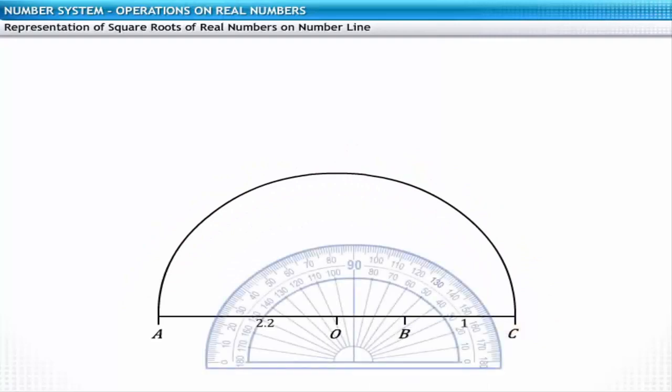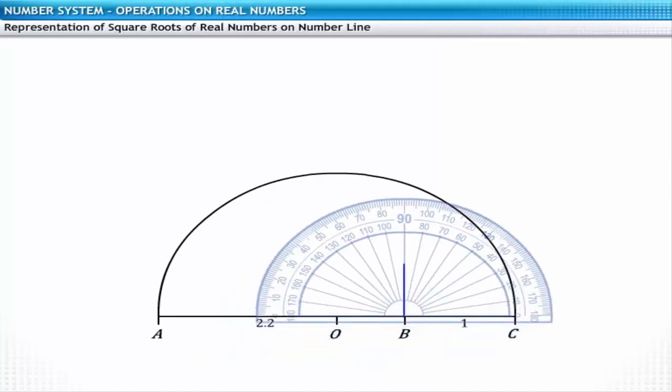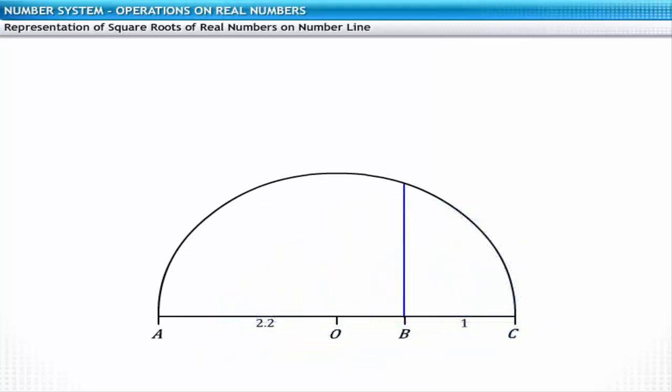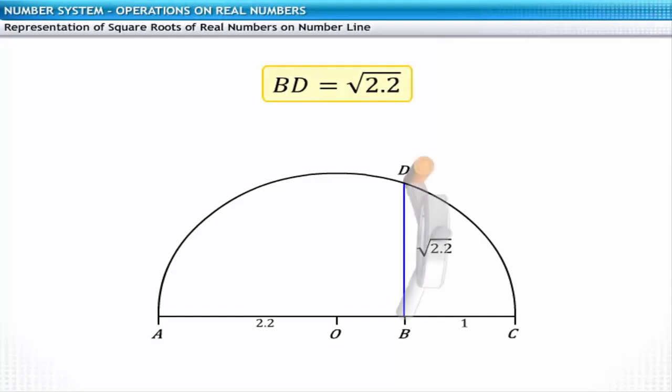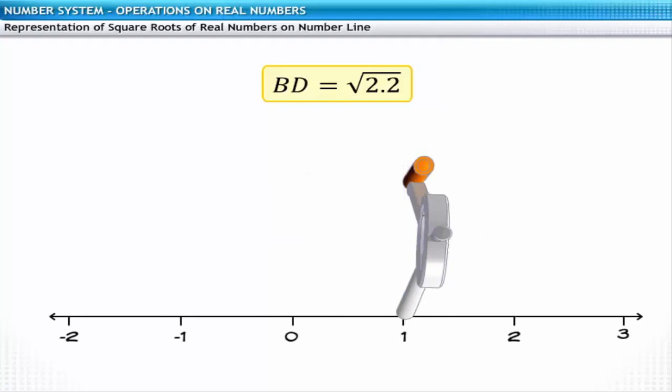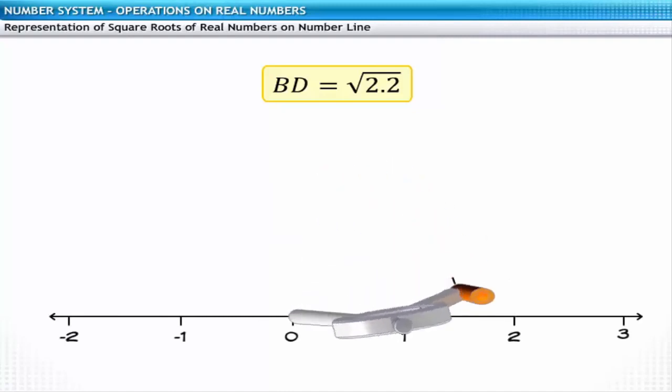We draw a line through B perpendicular to AC with the help of a protractor. Let the intersecting point of the semicircle and the perpendicular line be denoted by D. The distance BD is the square root of 2.2. To represent the square root of 2.2 on the number line, measure the distance BD with the help of a compass. Mark an arc OE equal to BD on the number line. Thus the distance OE represents the square root of 2.2 on the number line.